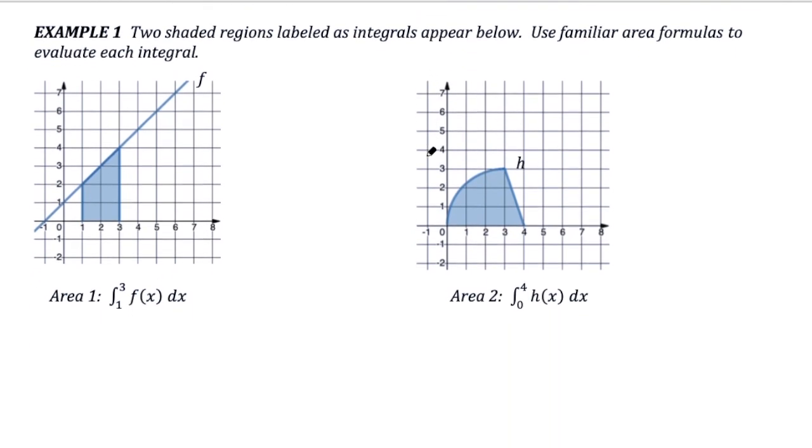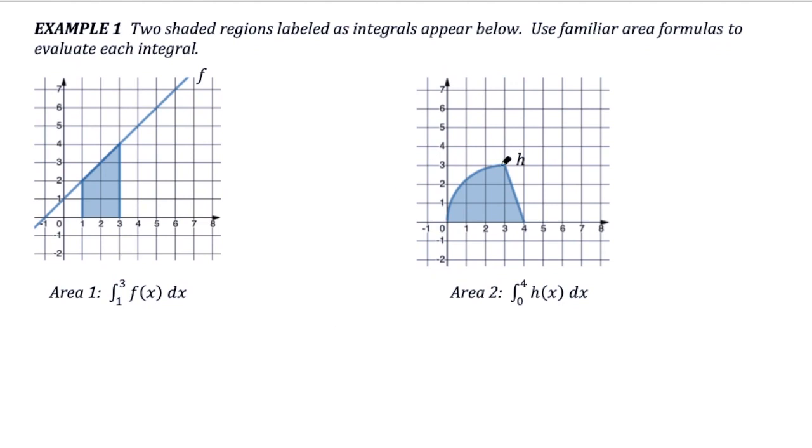In example 1, two shaded regions labeled as integrals appear below. We're going to use familiar area formulas to evaluate the integral. So in area 1, we have the integral from 1 to 3 of f of x dx. This means find the area of this shape that is bounded by the vertical lines 1 and 3 and located below the function to the x-axis. And the way that we're going to do that is we've been asked to use familiar area formulas. What shape is the blue shaded region? It's a trapezoid.